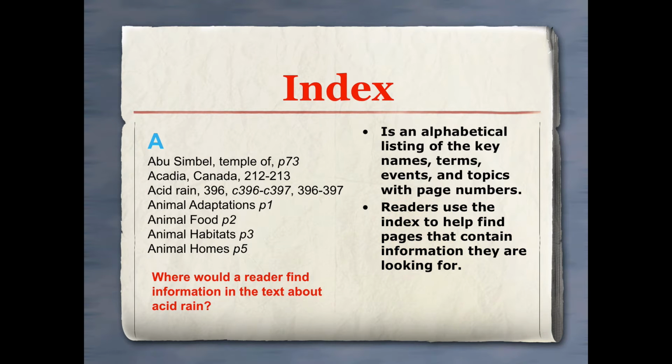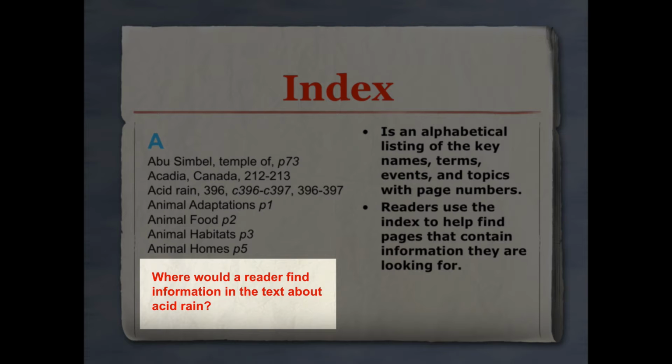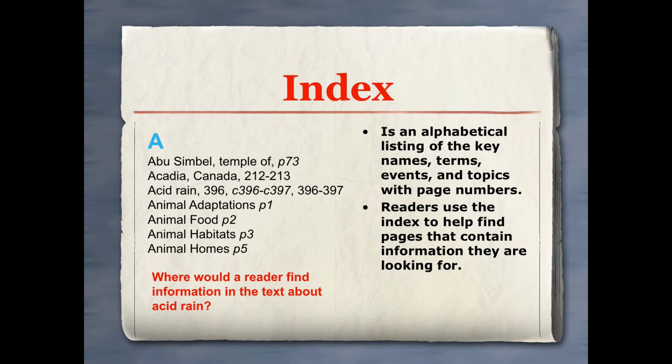So in this case, if you wanted to find information in the text about acid rain, well, that's your key term there, acid rain. So you would look in, it's alphabetical, so you'd look under the A's, go down to acid rain, and there you would see all the page numbers listed for where acid rain is mentioned.